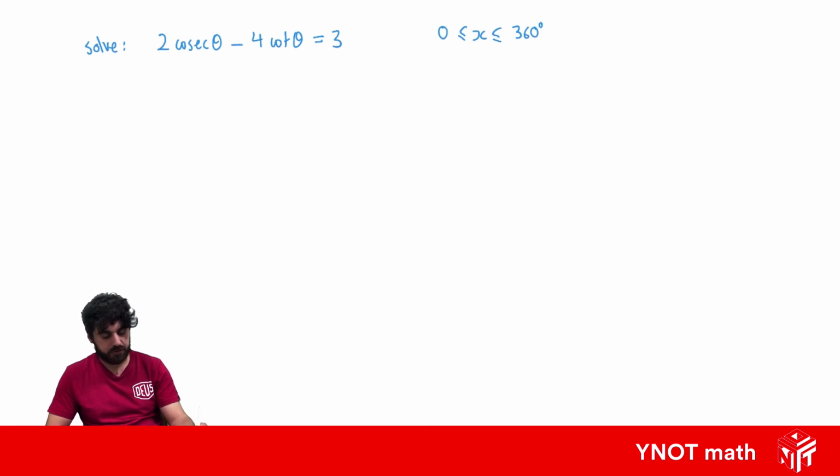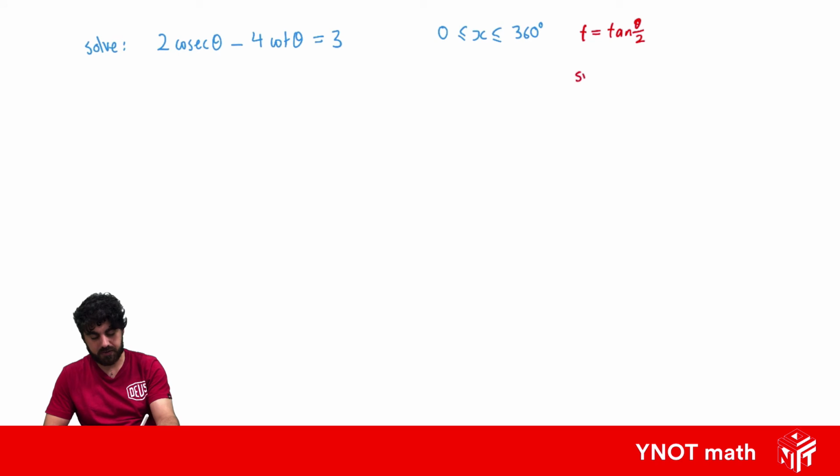Now here we're going to use our t-formula results to solve this equation. Let's go ahead and write those down. The definition is that if t equals tan of theta over 2, we can get expressions for sine, cos, and tan of theta. So sine theta would equal 2t over 1 plus t squared. Cos theta would equal 1 minus t squared over 1 plus t squared. And tan theta would equal 2t over 1 minus t squared.